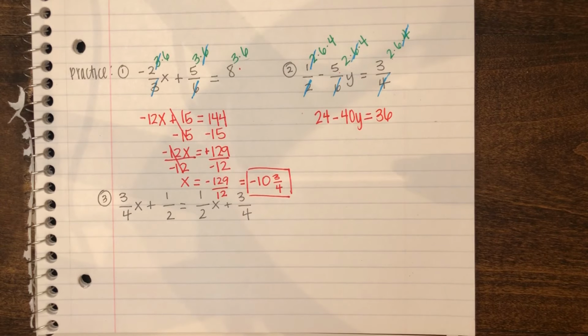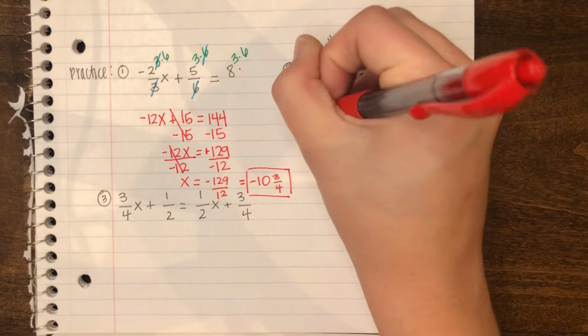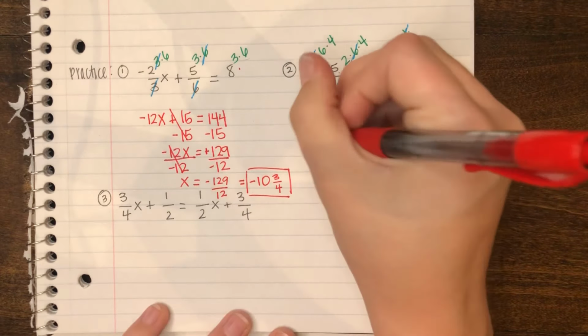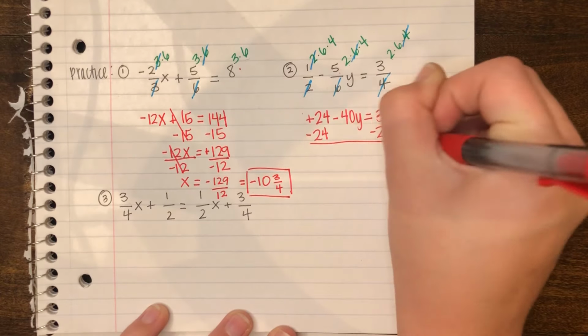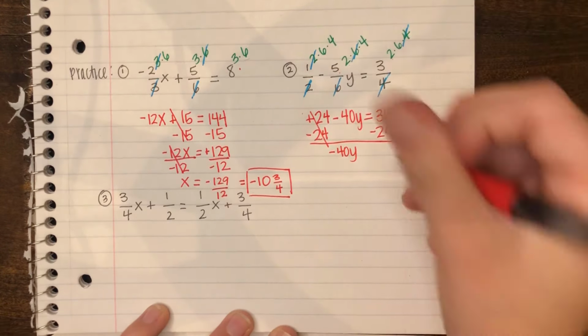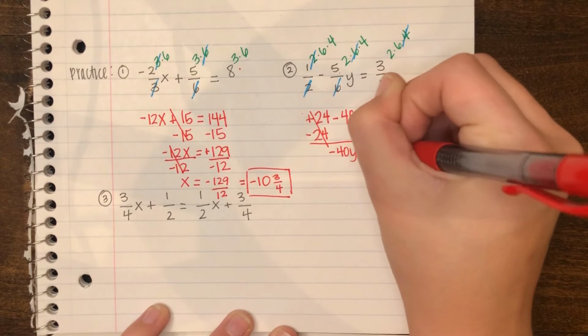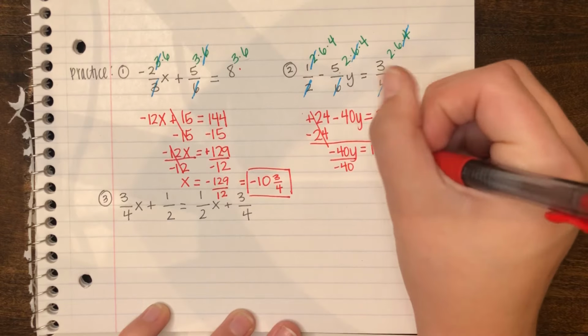All right, and now I want to get y by itself. So I want to get rid of this 24. Remember, it's positive because there's no sign in front of it. So I'm going to subtract 24 from both sides. I have negative 40y because this cancels and makes 0. Is equal to 12. Last step, divide both sides by negative 40.